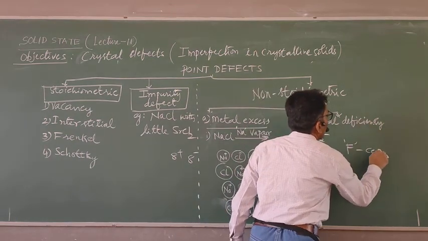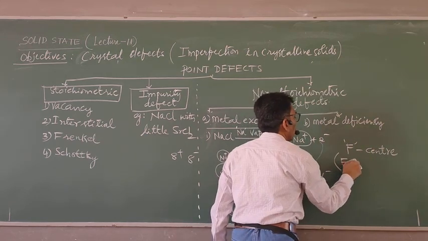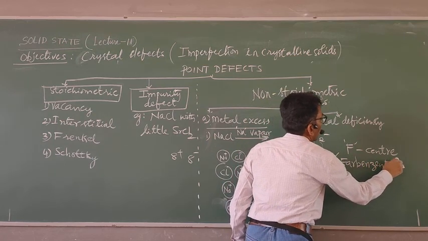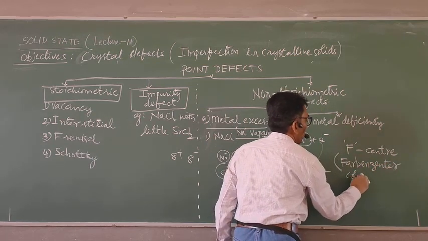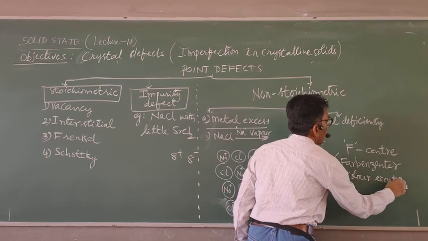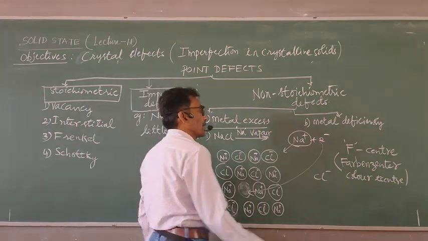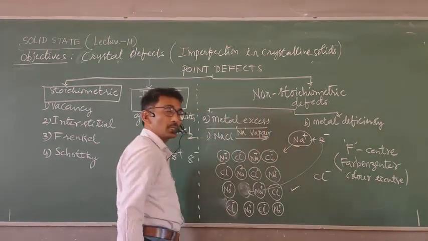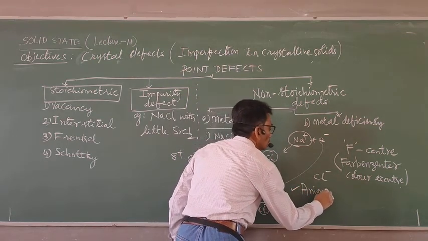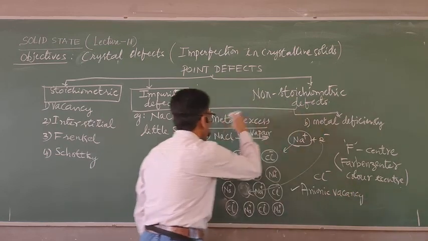How do you define F center? The German word Farbenzentrum means color center. How is it created? The definition is like this: anionic vacancy.